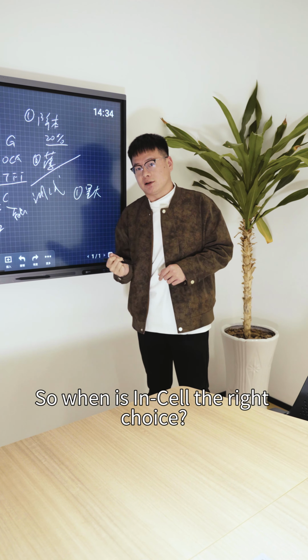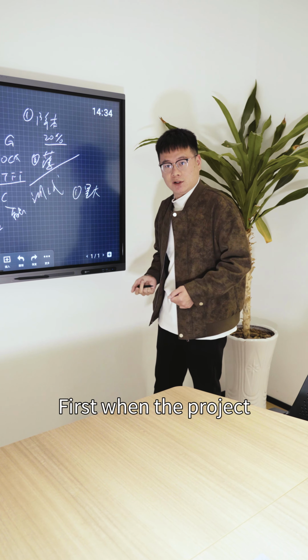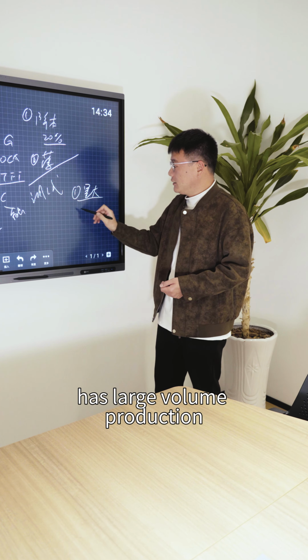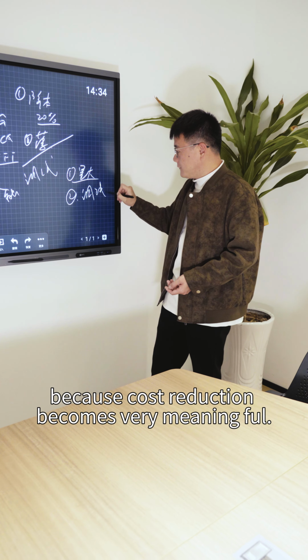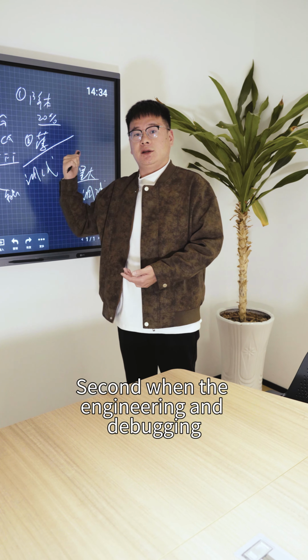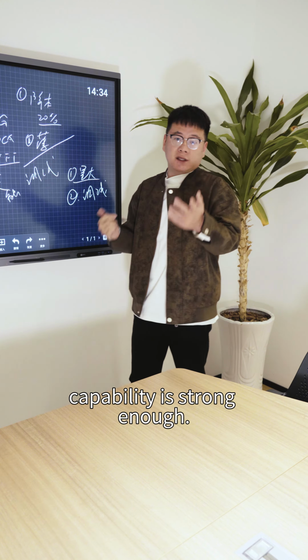So when is in-cell the right choice? First, when the project has large volume production, because cost reduction becomes very meaningful. Second, when the engineering and debugging capability is strong enough.